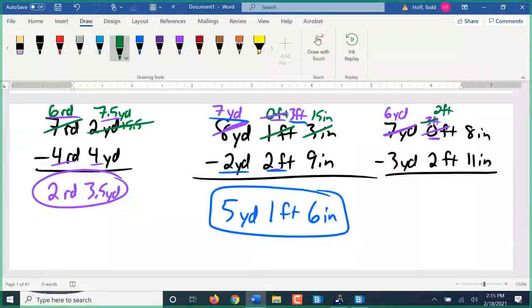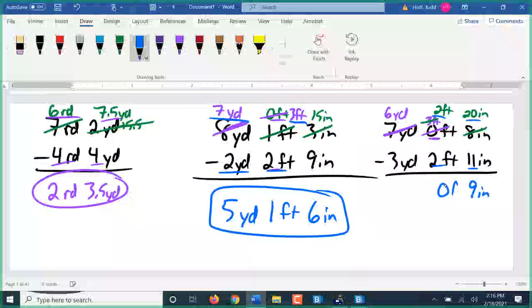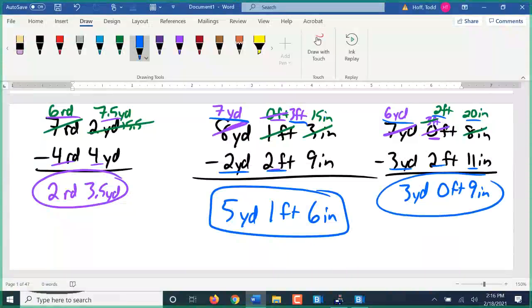That 1 foot we borrowed is 12 inches, so this becomes 20 inches. Now we can subtract. 20 minus 11 is 9 inches. 2 minus 2 is 0 feet. And 6 minus 3 is 3 yards. So that is 3 yards, 0 feet, 9 inches. Or just 3 yards and 9 inches if you want to leave out the feet completely.